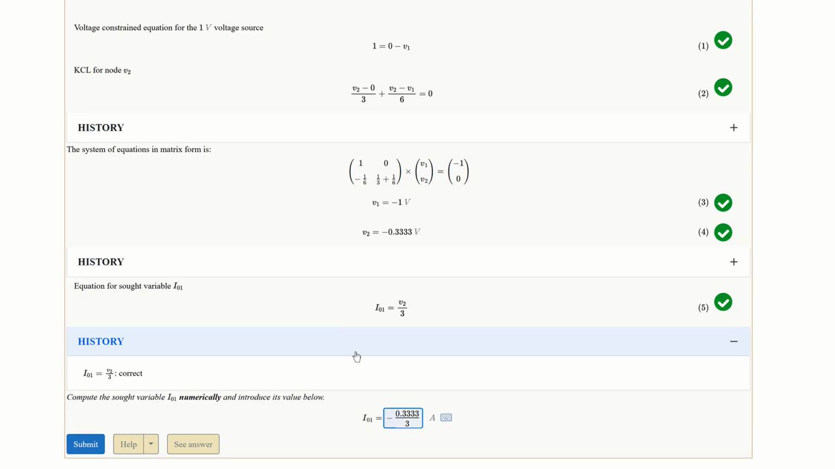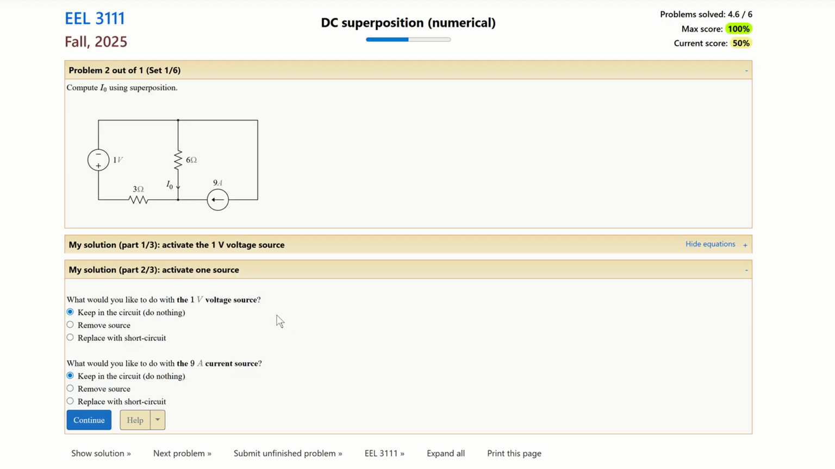4 divided by 3. Okay, so V2 is a negative 0.3333 over 3. That should give us our I01. So that was with our voltage source. Now we do our current.